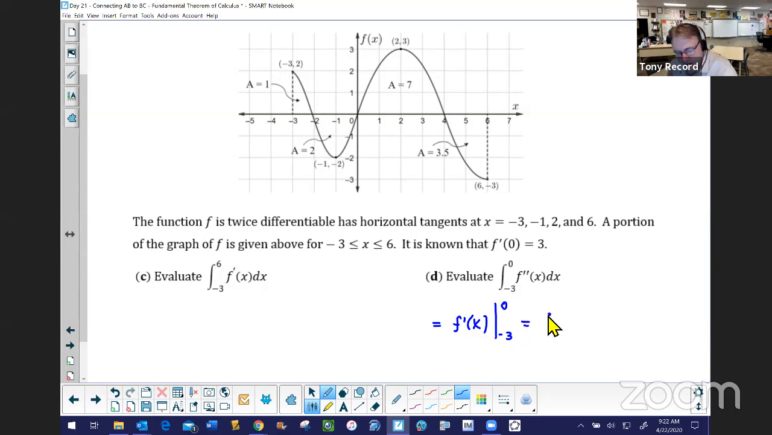Okay, well, if we plug in using our fundamental theorem, we have something that looks like that. Well, now we have to think about where we are going to find those values from a graph of f.